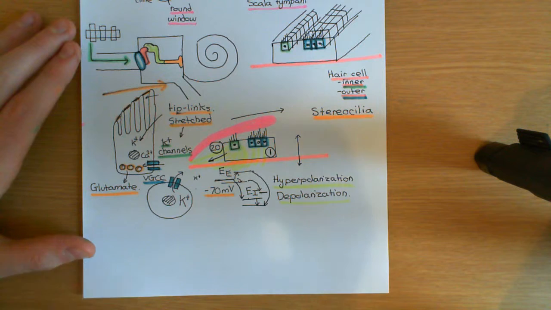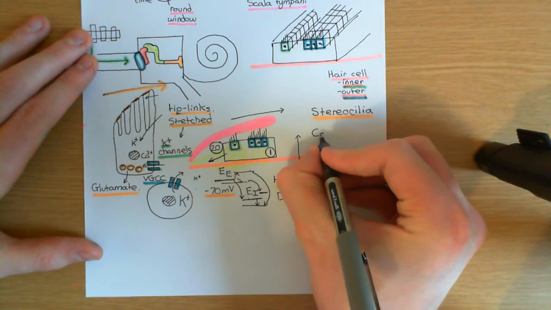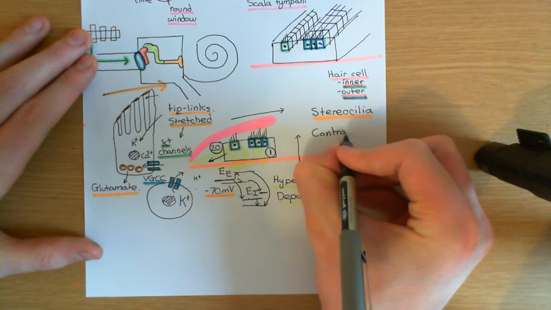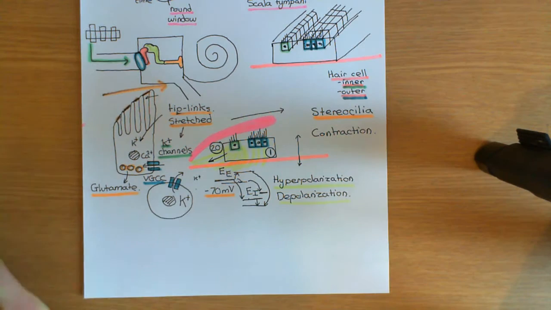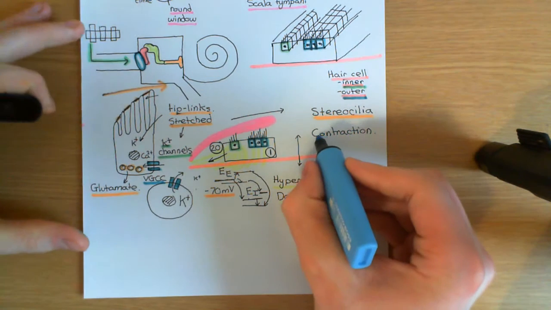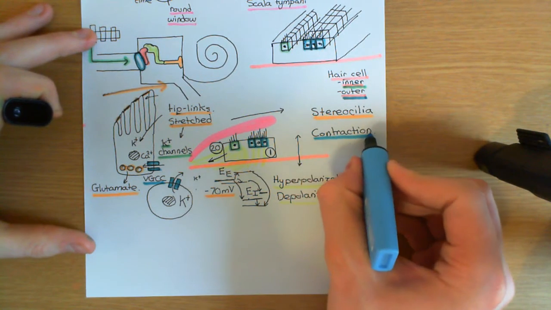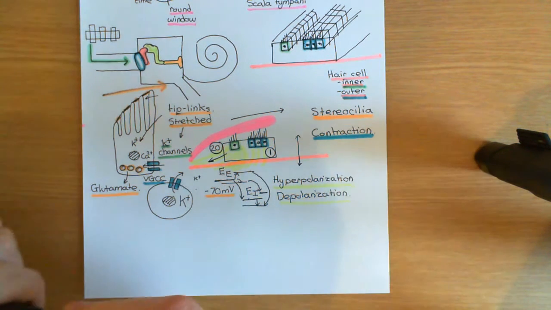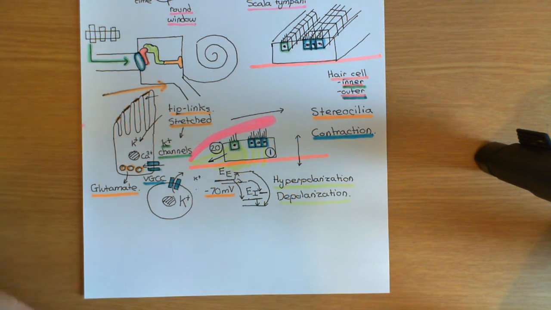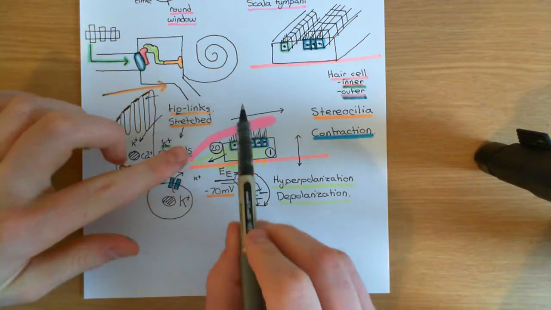Now, how do they do this? Well, they're actually capable of contracting. The outer hair cells are capable of contraction. And when will they contract? They'll contract when the electrical potential difference across their cell membrane is depolarized. Now, when will their electrical potential difference be depolarized? When the membrane has gone upwards.